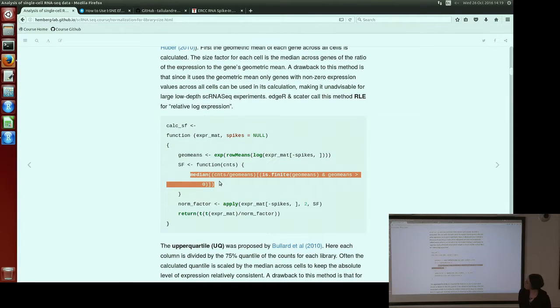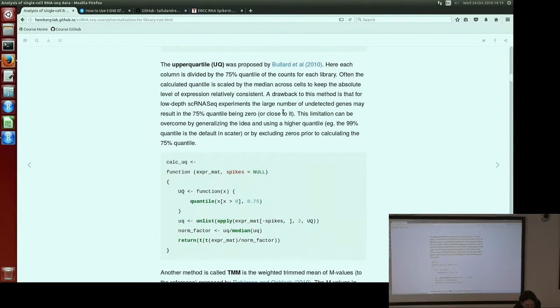The problem with this is that because you're calculating geometric means, you're multiplying things together. So if you have a 0 expression value for a gene in any of the cells, your geometric mean for that gene is going to be 0, and is thus useless for calculating a size factor. In single cell RNA-seq, that's going to happen for most of the genes. So you're going to end up only using the top 10 or 20% of genes to calculate your size factor, which is going to completely bias them.